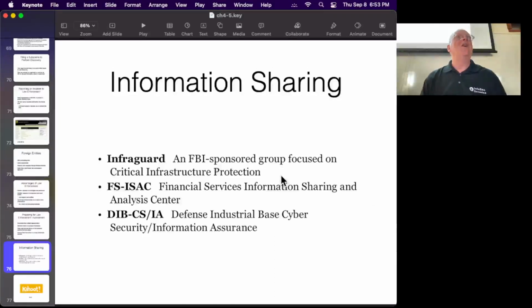InfraGard is a way to make contact with FBI agents. It's a public-private partnership. You can join InfraGard, and then you can go to meetings and meet these people. The High-Tech Crime Investigators Association I'm in, you can get in them, and then you go to these meetings and you meet Secret Service agents and FBI agents and stuff. Then you know people. There's other groups here. This is something many people do.